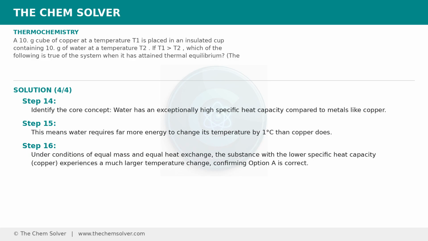Identify the core concept. Water has an exceptionally high specific heat capacity compared to metals like copper. This means water requires far more energy to change its temperature by 1 degree Celsius than copper does. Under conditions of equal mass and equal heat exchange, the substance with the lower specific heat capacity, copper, experiences a much larger temperature change, confirming option A is correct.